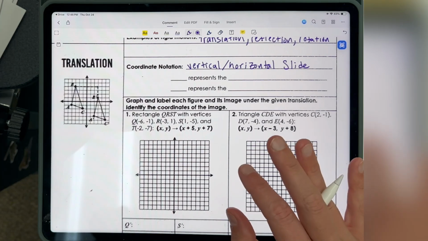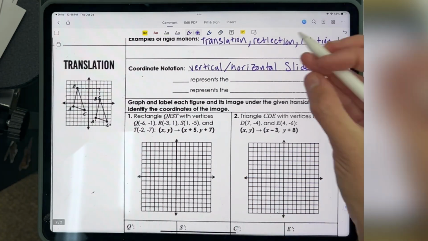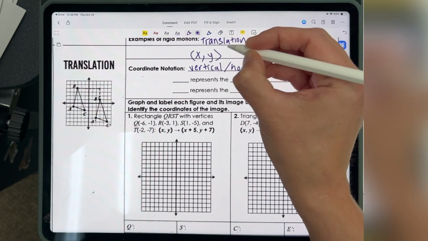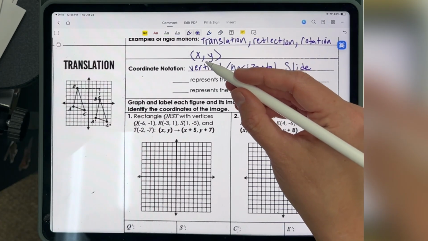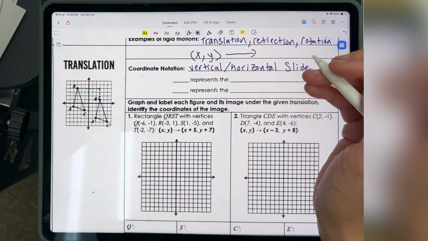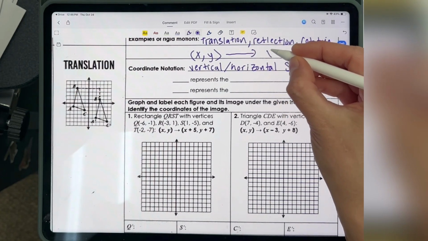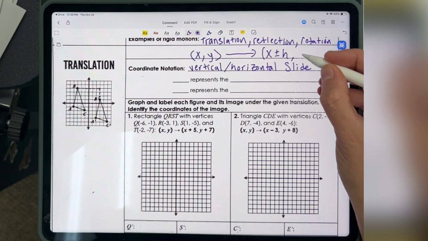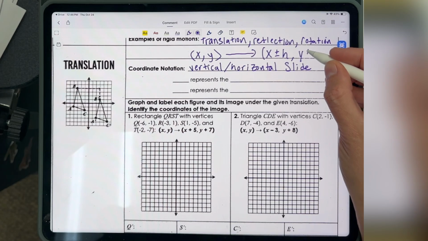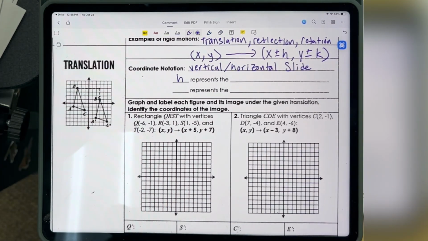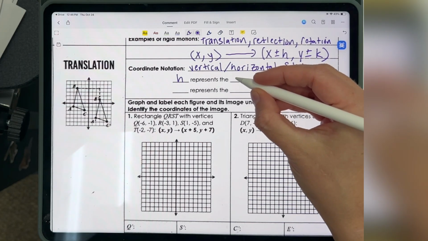So the notation, I messed up. These are supposed to be switched. We'll write the notation right above it. What's going to happen is you're going to have your original point, x, y. That's the pre-image. That's where we're starting. Each point has its own pre-image location. When you slide it, you're either going to slide it on the x-axis with a plus or a minus, and you're going to do h, comma, and then you're going to move it on the y-axis up or down, and that's considered k. So h is the left and right. That's called a horizontal shift.